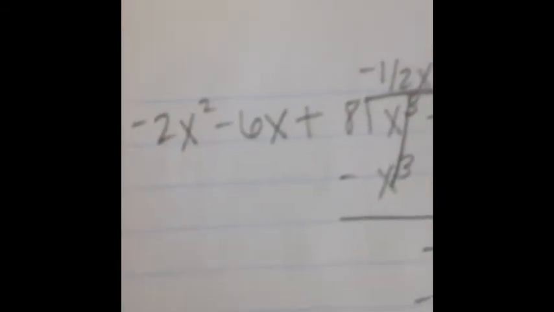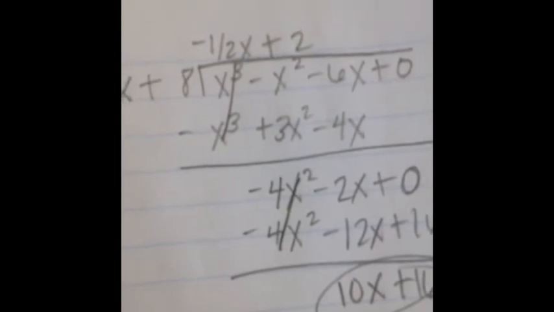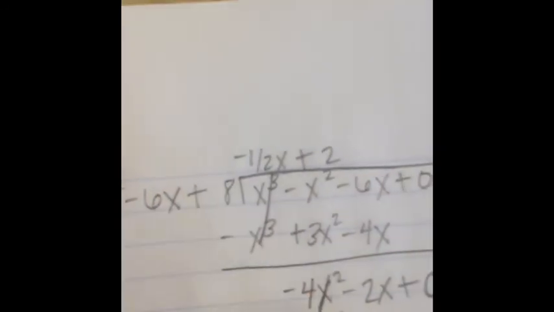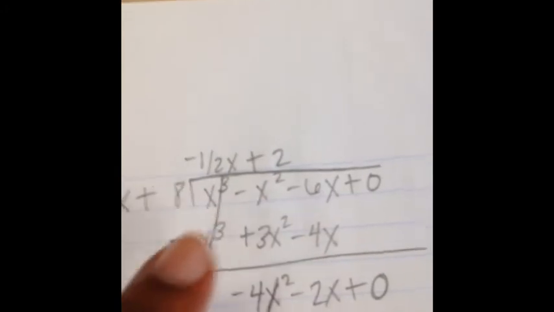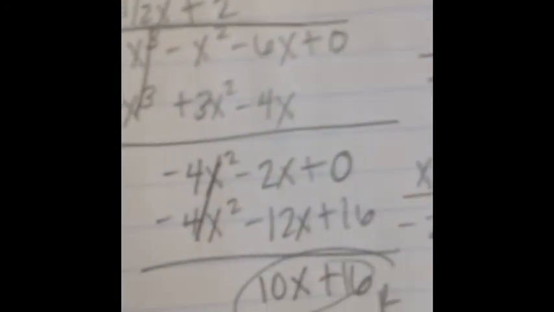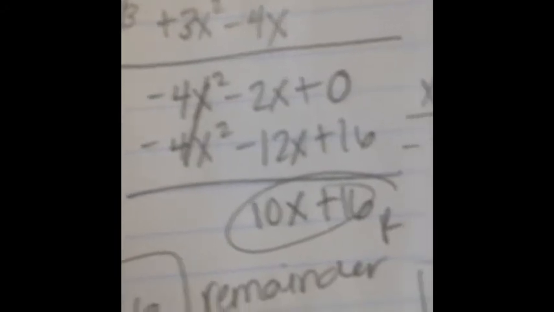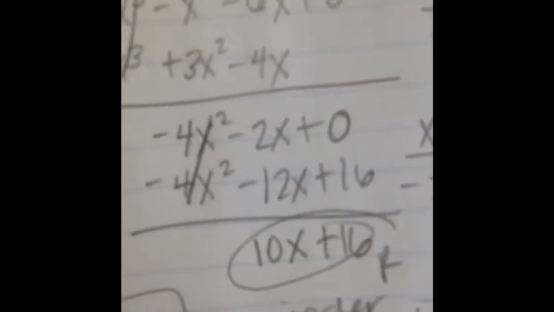So I get 2. Because I have 2 times negative 2x squared, I get negative 4x squared, and that comes down to right here. And then I see how many times 2 can go into negative 6x, and I get negative 12x. And I do the same thing with 8, and 2 times 8 is 16. So I do the same process again. I just subtract it. That cancels. And negative 2x minus negative 12x, I get 10x. And I just bring my 16 down.